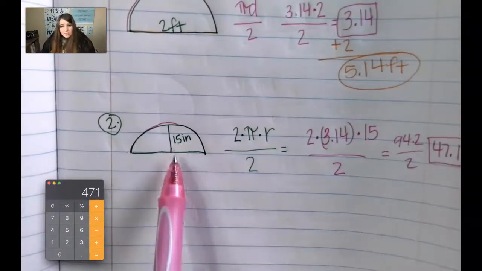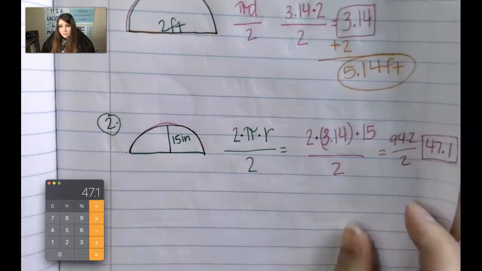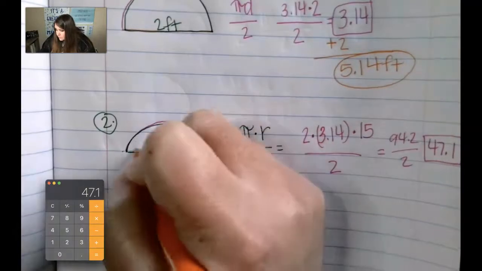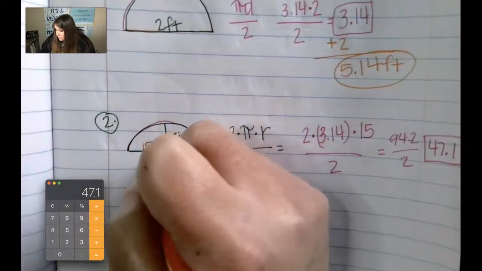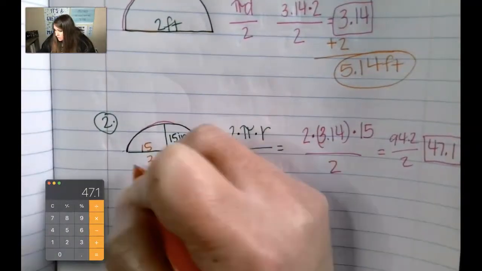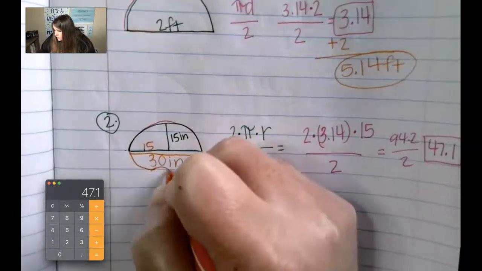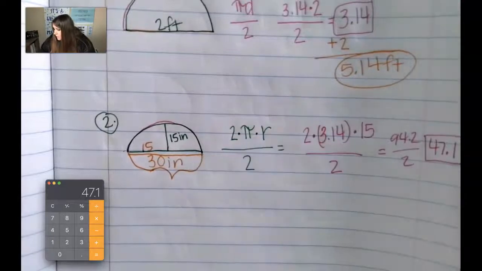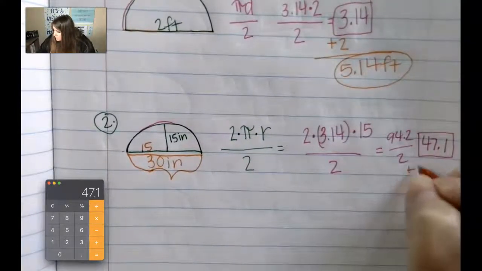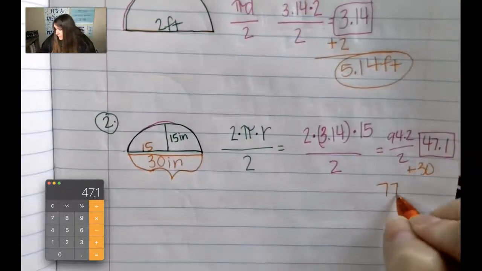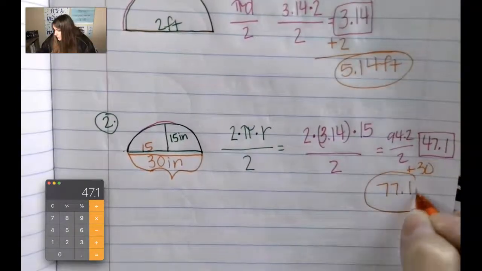So that is the top of the circle, plus we need the diameter. So we have to add on the diameter, so plus 30. So we need to add 30 because 15 and 15, the whole thing is 30 inches. From there to there is 30 inches. So plus 30, and that gives me 77.1 inches.